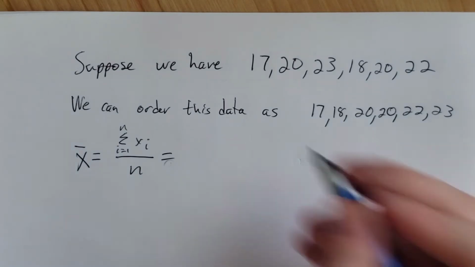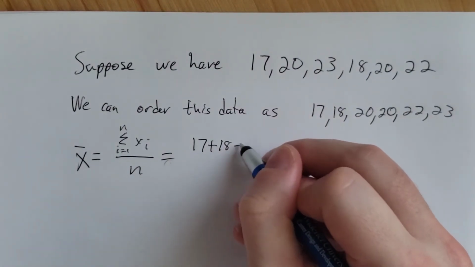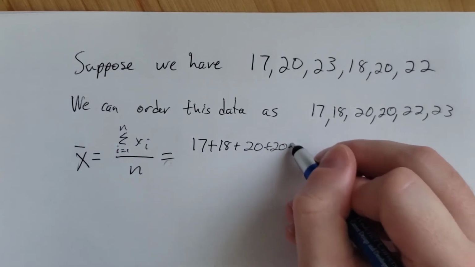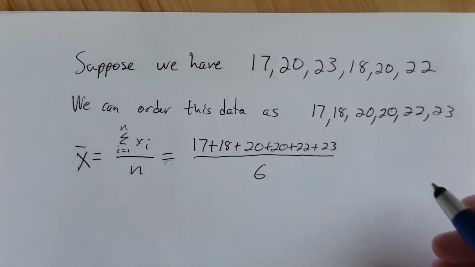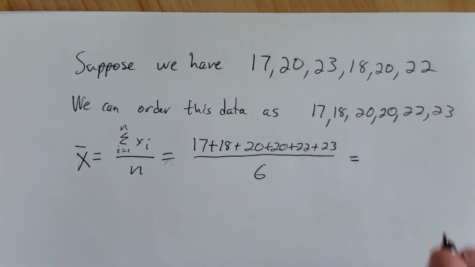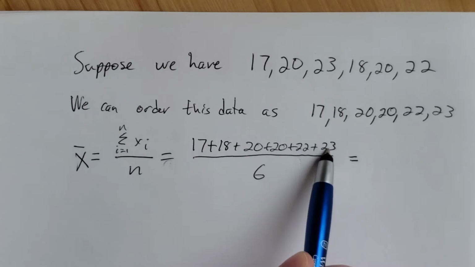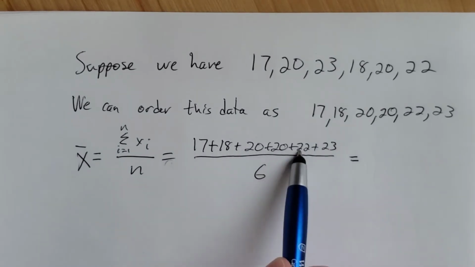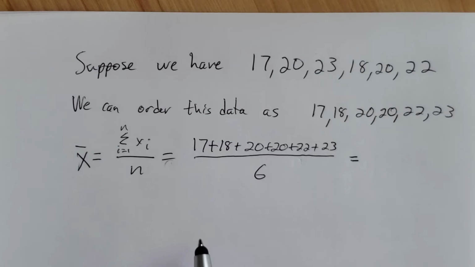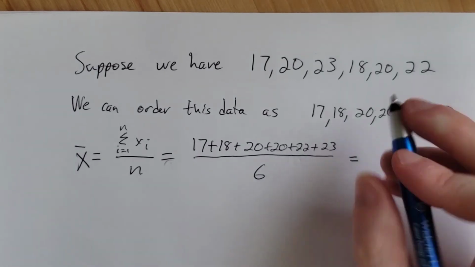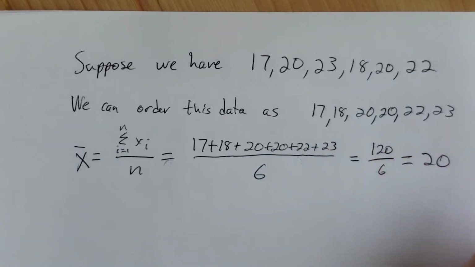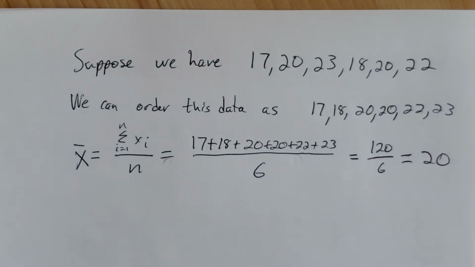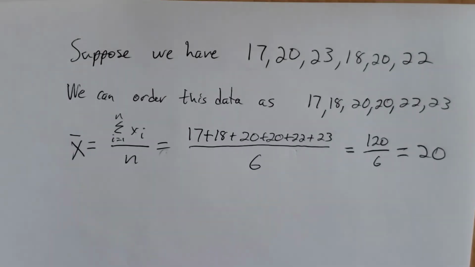And this looks like 17 plus 18 plus 20 plus 20 plus 22 plus 23, all over 6, because there are 6 data points here. All right, 17 and 23 together is 40. 18 and 22 together is 40, and then 20 and 20 is 40, so we get 120 divided by 6 equals 20. So we get an average, or a mean, or an arithmetic mean of 20 in this example. So pretty straightforward.